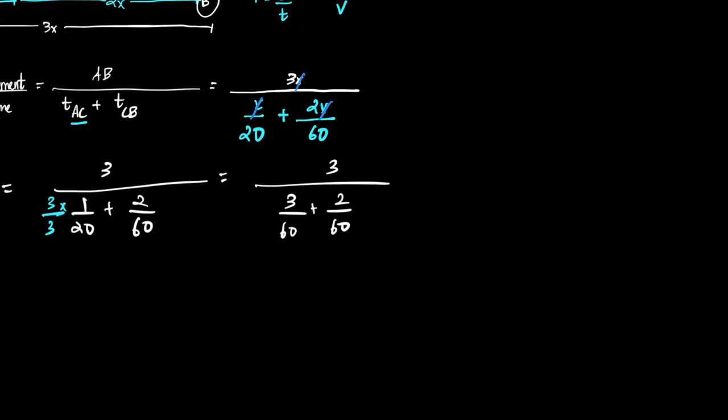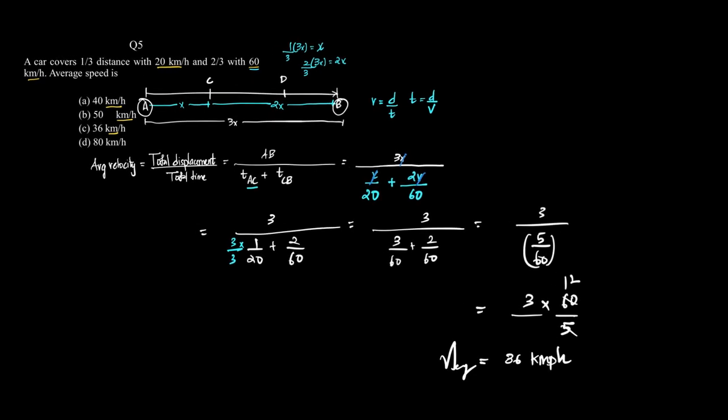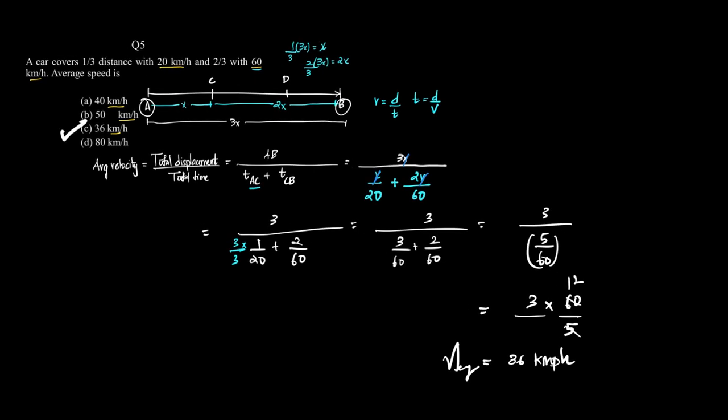And how much is that? That would be 3 by 5 by 60. And what would that be equal to? 3 by 5 by 60 is 3 times the reciprocal of 5 by 60, which is basically 60 by 5. Okay, so 5 times 12 is 60, and we get the answer as 36 kilometer per hour. So the required V average is equal to 36 kilometer per hour. So the correct option is option C.